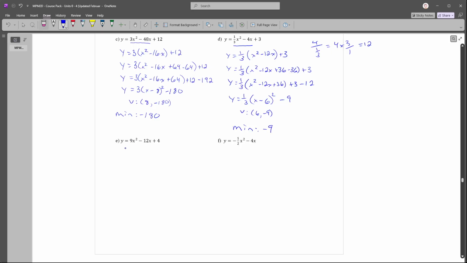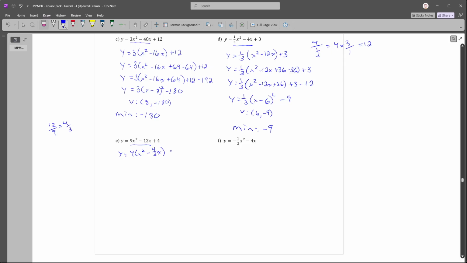Okay. Moving on. So we have y is equal to 9x squared minus 12x plus 4. Same idea that we had before. So we're going to factor out from the first two terms. y is equal to 9. And now inside we have x squared. And 12 divided by 9, well, that's not a very great number. Maybe we can shrink that down. So we have 12 divided by 9. Well, we can reduce that to 4 over 3. So 4/3. Okay. So minus 4/3 x. Close our brackets.